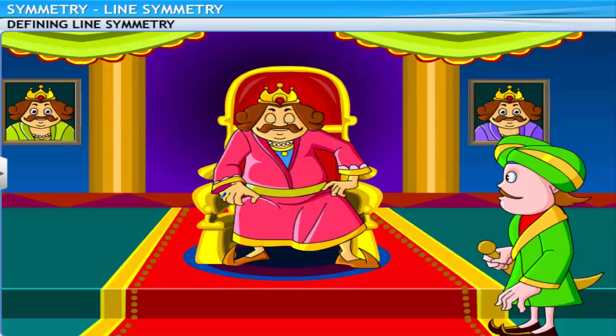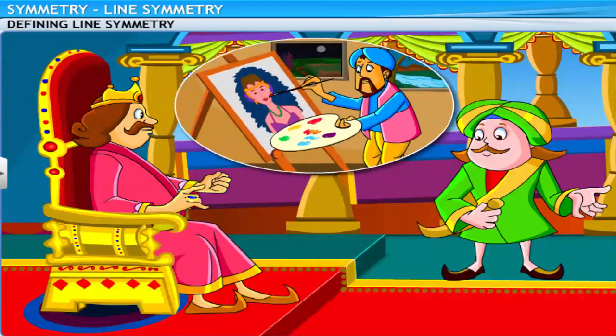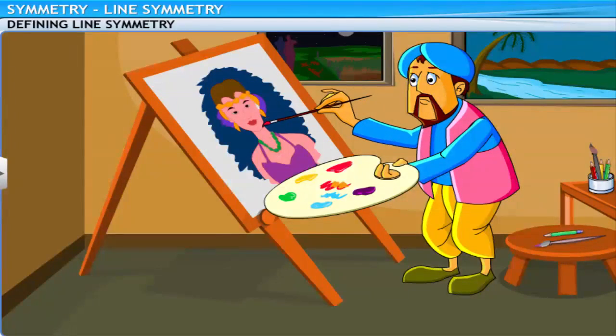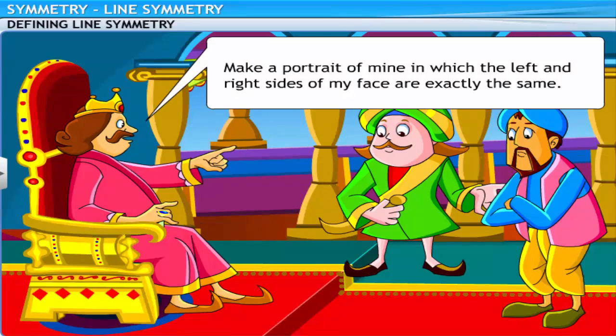Once upon a time, there lived a king who was very fond of getting his portraits painted. One day, he came to know of a famous painter who lived in his kingdom. The king decided to test the skills of the painter. So, he called the painter to his court. The king asked the painter to make his portrait in which the left and the right sides of his face are exactly the same.